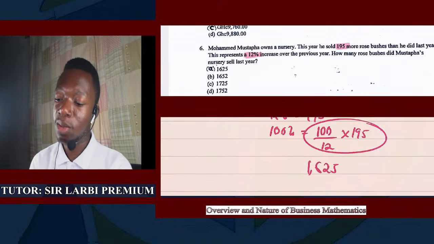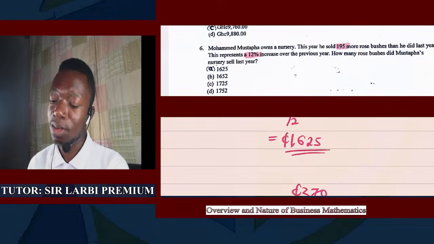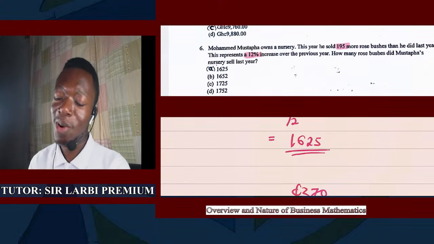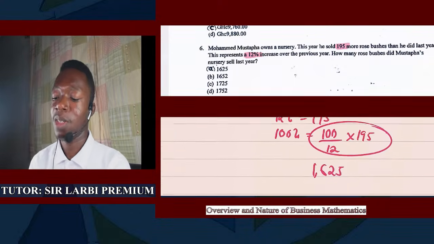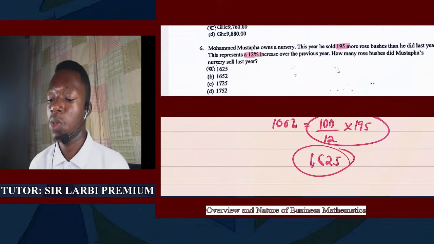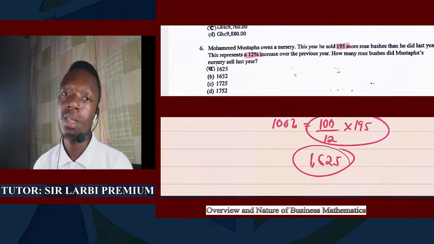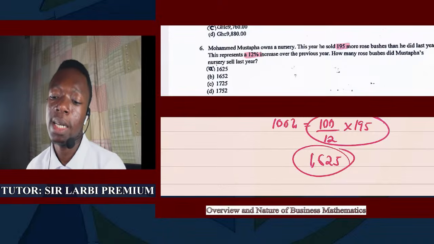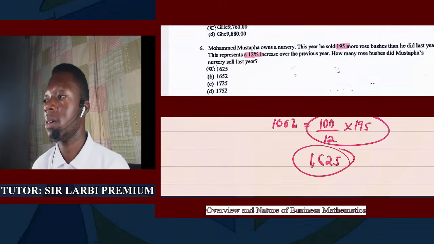Sorry, 1625. It's not in Ghana cedis, though. This is just in quantity. So it's in quantity rather. So 1,625 roses that you sold last year, right? So that is with that.